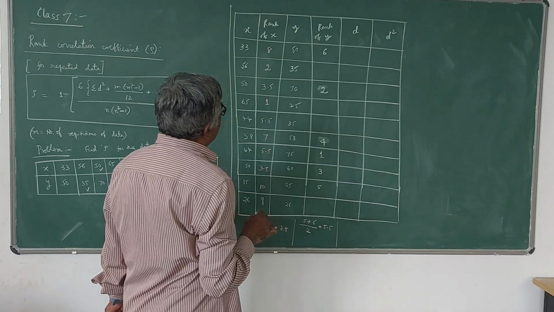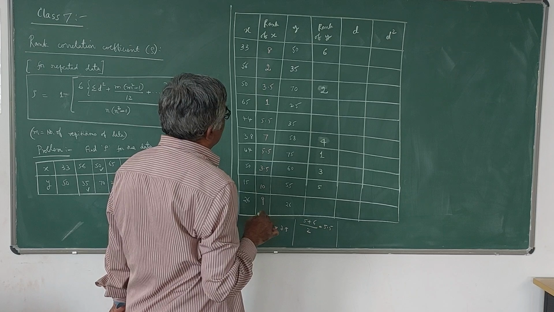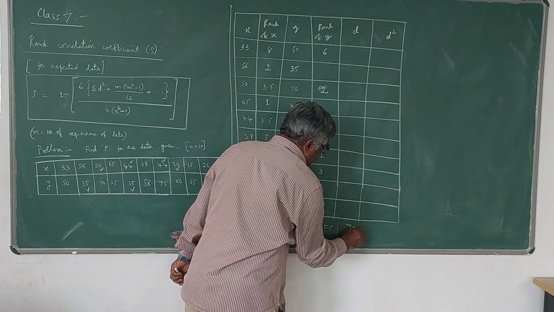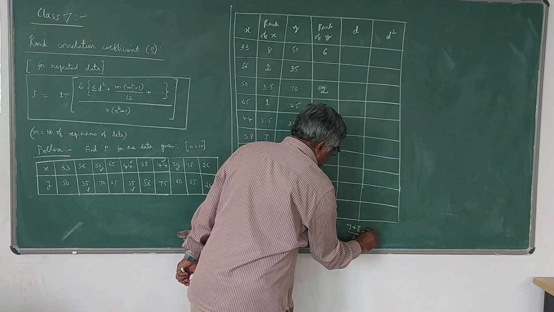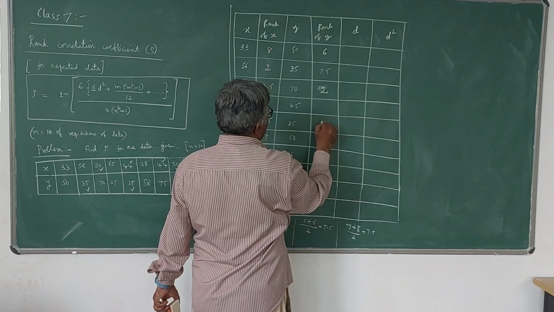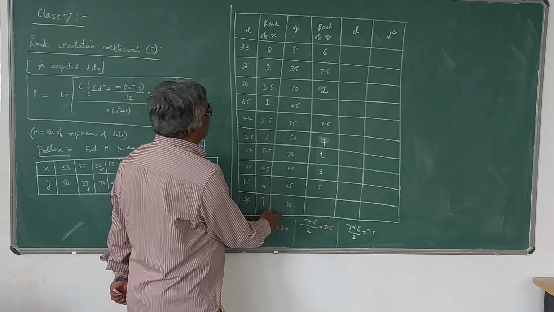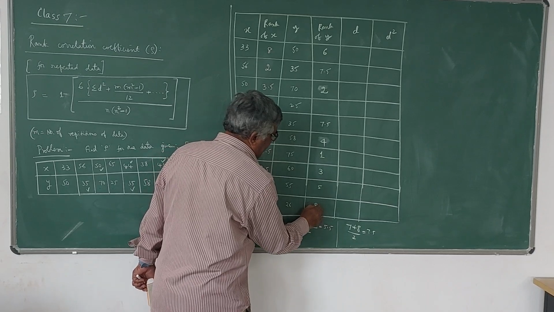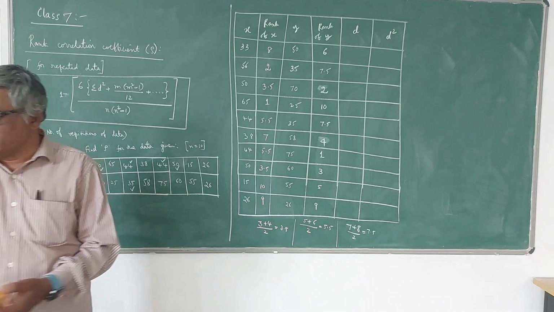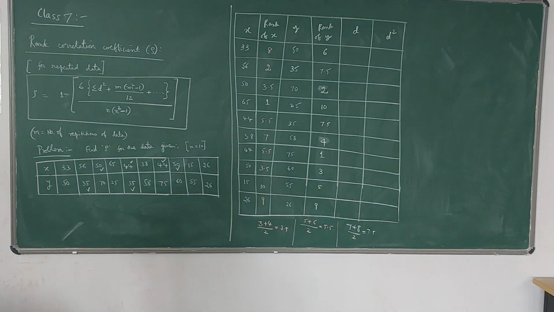Then 35. Yeah, 35 is for both 7 and 8. So 7 plus 8 divided by 2 is 7.5. So 7.5 for 35, and this is also 7.5. Both are 7.5. Then is 26. Then is 9. Next rank is 9. Then this is 10. So this is how we have to assign the ranks for the set of data.